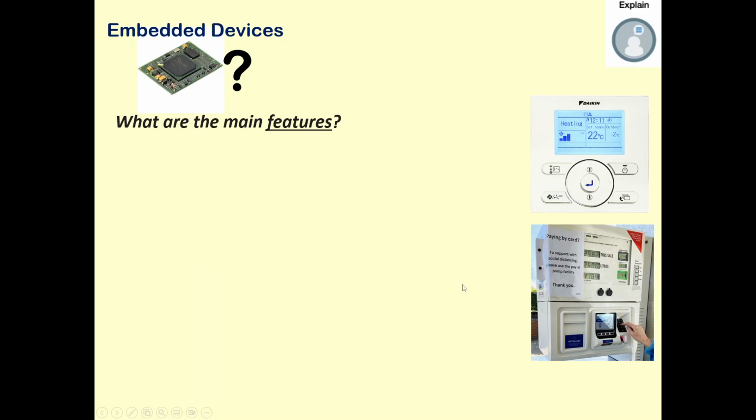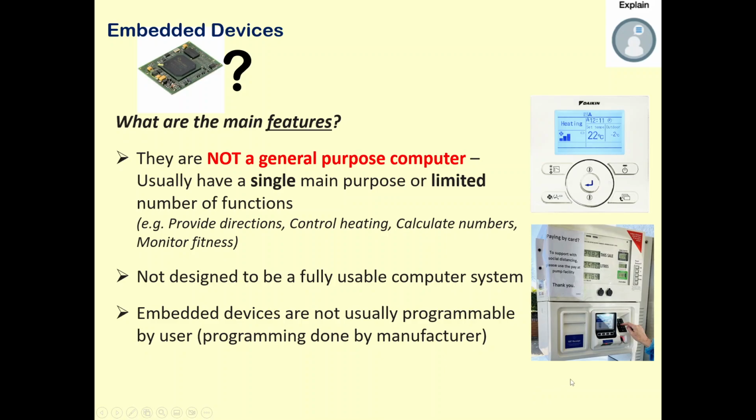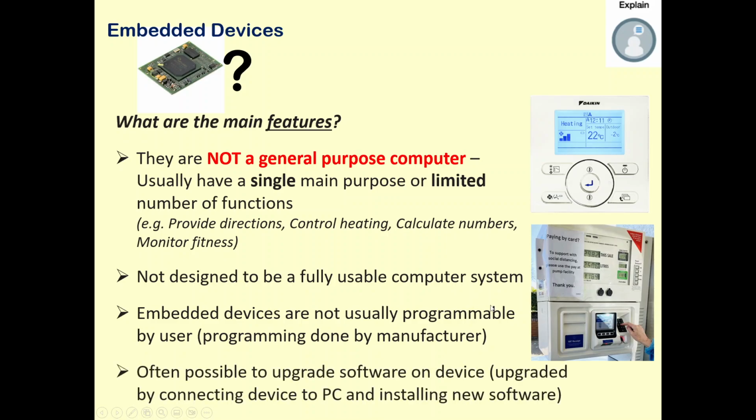What are the main features? What makes it different from a normal computer system? They are not general purpose. They normally have a single main purpose or a limited number of functions. For example, cooking your food, calculating numbers, monitoring fitness. They are not designed to be a full usable computer system. You can't do your homework on the microwave, for example. And embedded systems are not usually programmable by the user. A user can't change the code on it. It's done by the manufacturer only. But you can get updates sometimes, like updating your sat nav or updating your watch with new software.